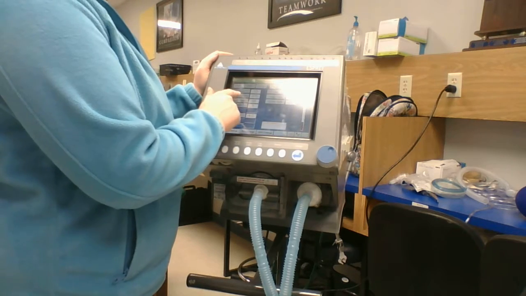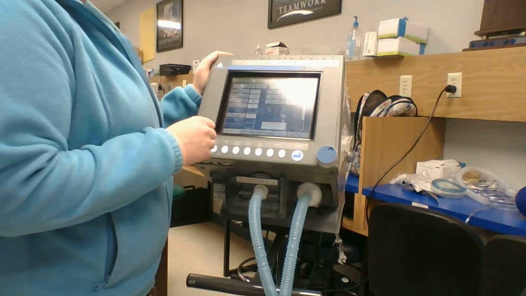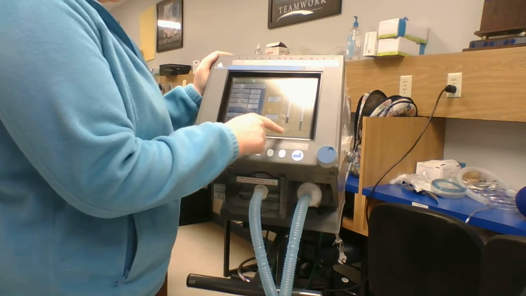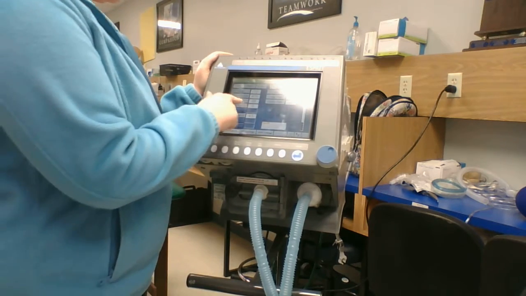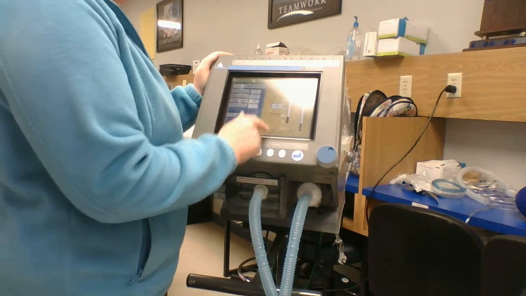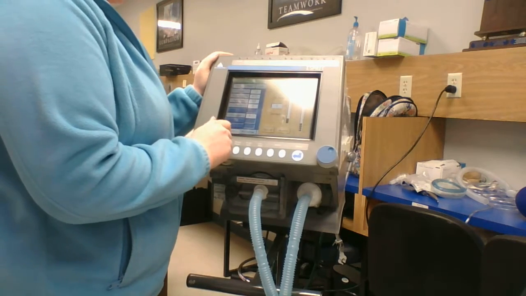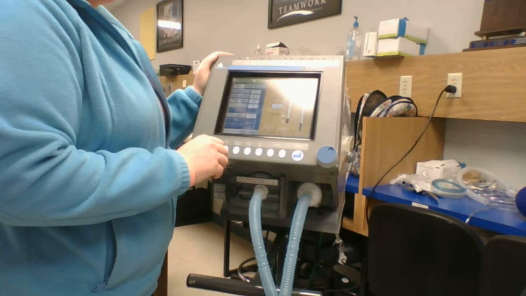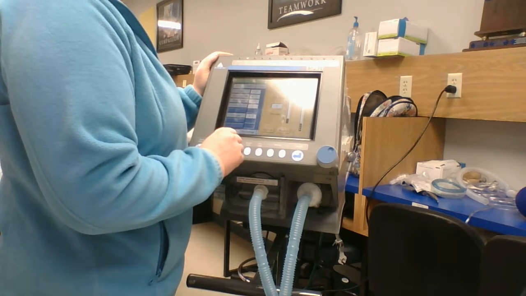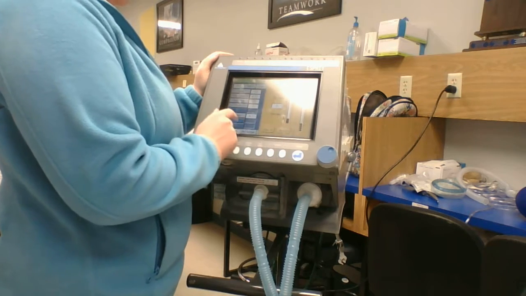A tidal volume, say it's a 5'9" gal, and we're going to put her at 475 for the tidal volume. My peak flow, 29. We're going to start her off with a PEEP at 5. We can adjust it depending on how her blood pressures are, or if her blood pressures are good, we can maybe turn it up a little bit, but we'll start out at 5.